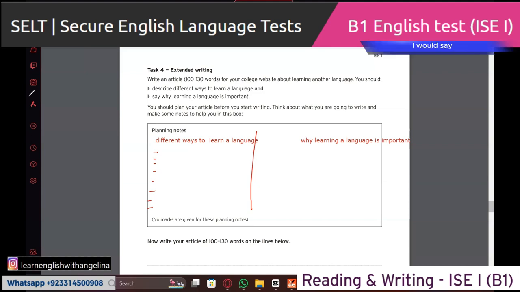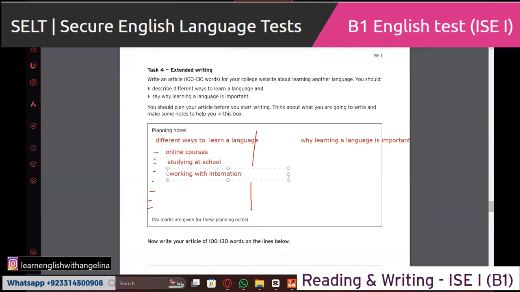Okay, ma'am. I would say online courses. Michelle, you add 1. From college or studying at school. Yes, Zain. Working with international colleagues or co-workers. Do you want me to use the word colleagues or co-workers? I think co-workers. Okay, co-workers. Okay, I'll add 1. Group study. Michelle.